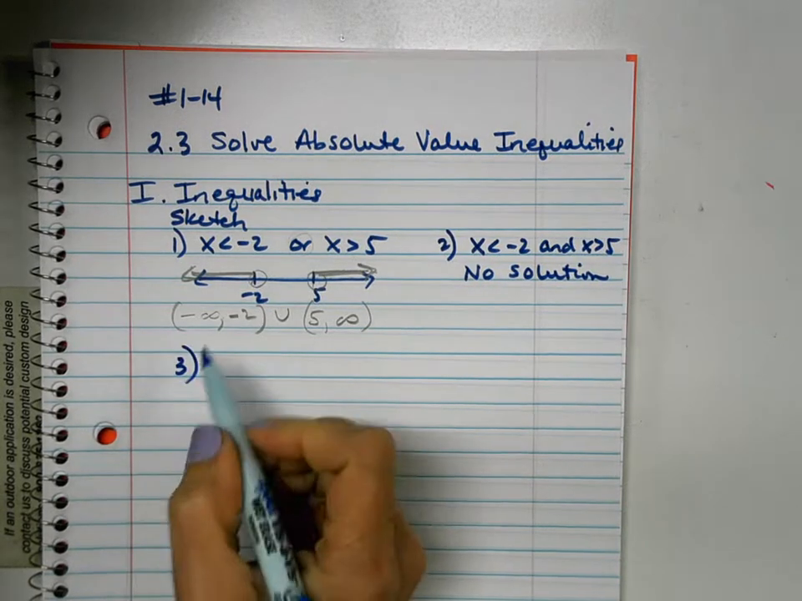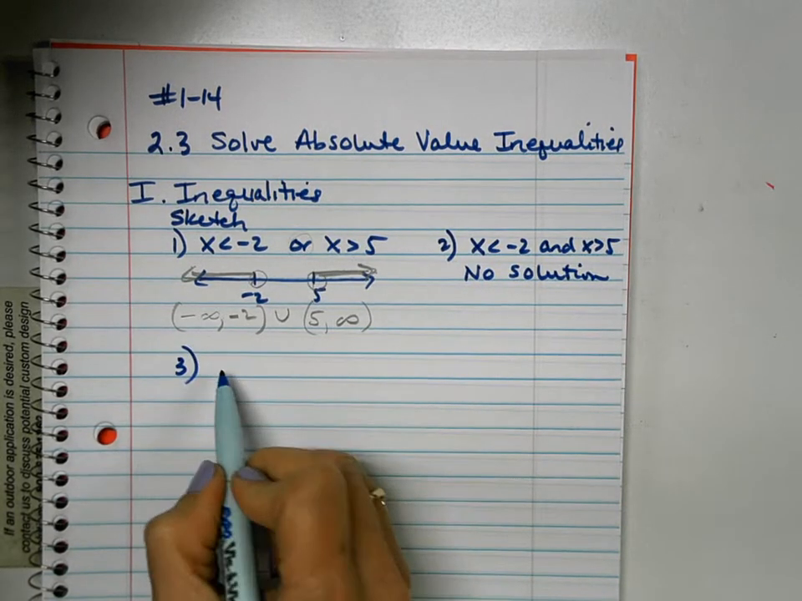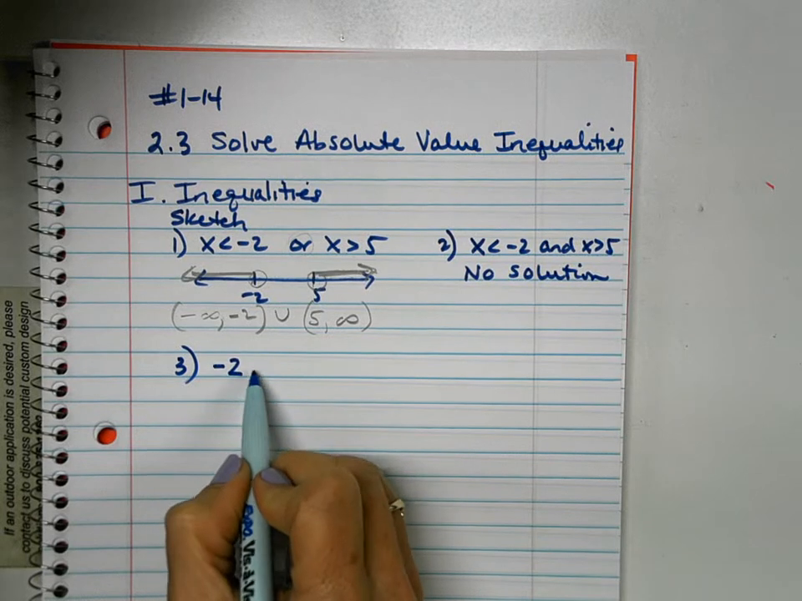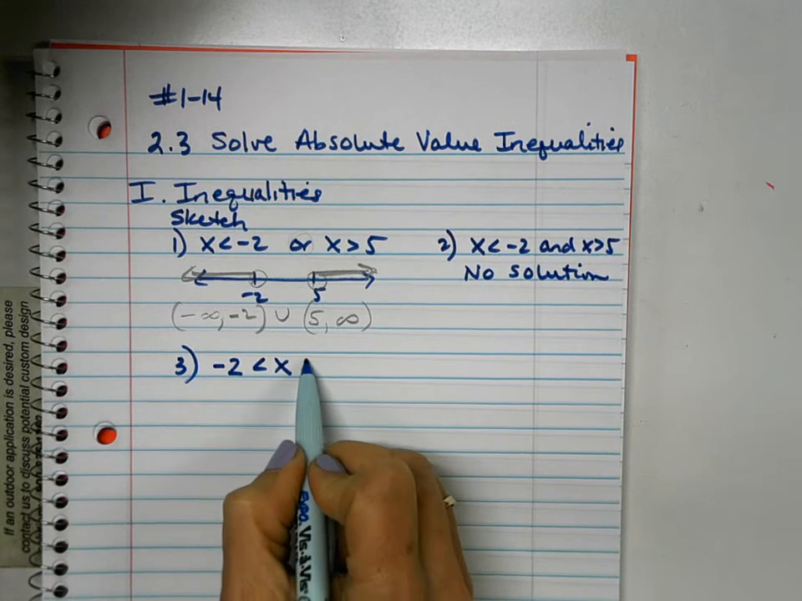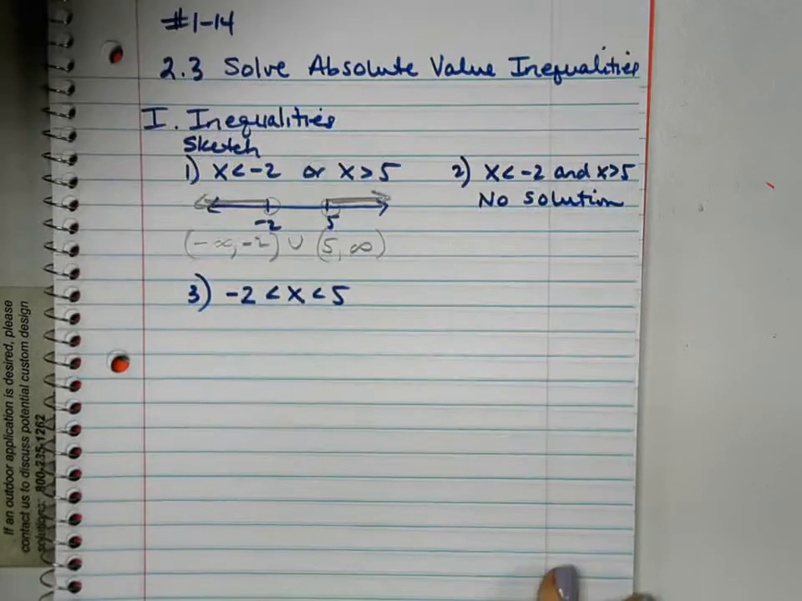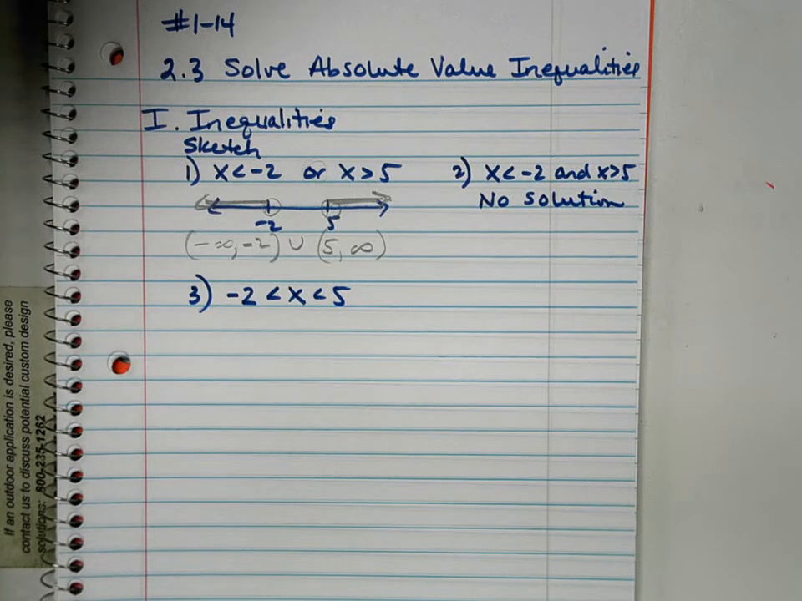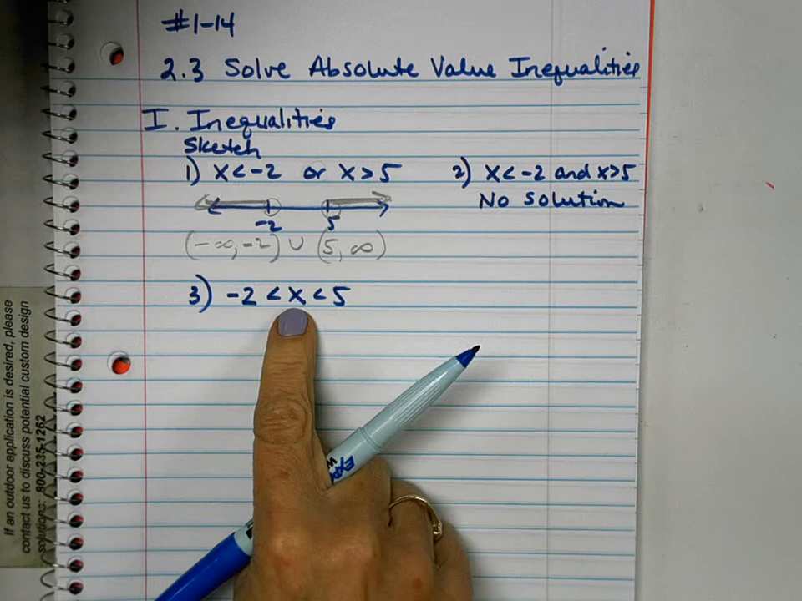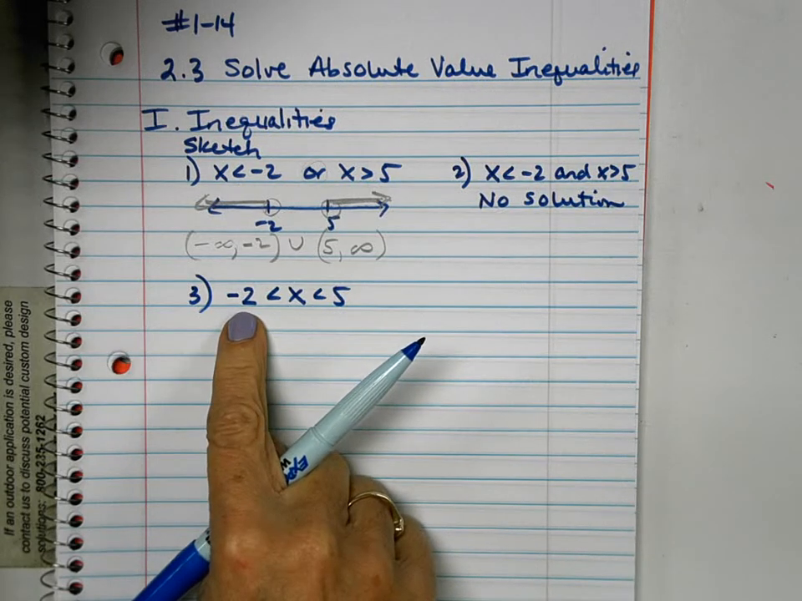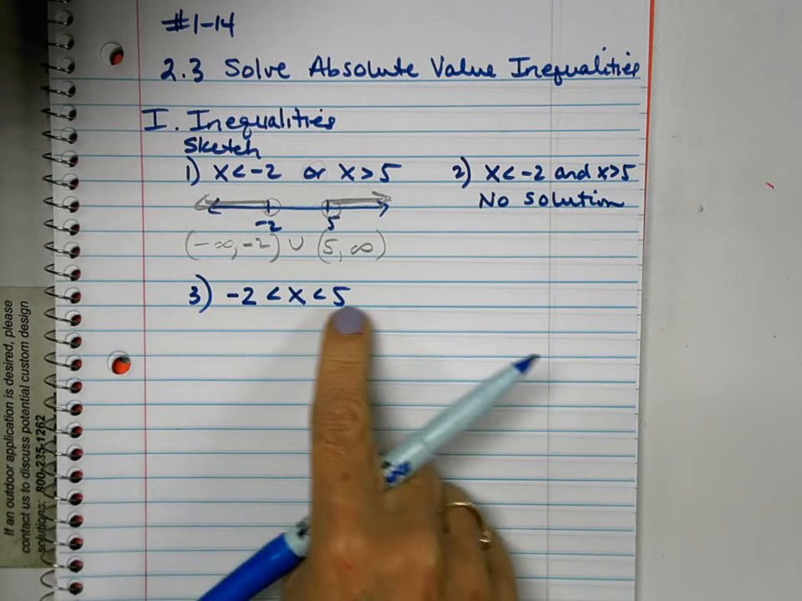All right, what about this? What if I switch this inequality and I made it a sandwich? -2 is less than x is less than 5. We call that a sandwich. We combine it all into one, and you'll notice in the middle of the word sandwich is the word and. This really is an and statement. It's both of these where x is bigger than -2 and x is less than 5.